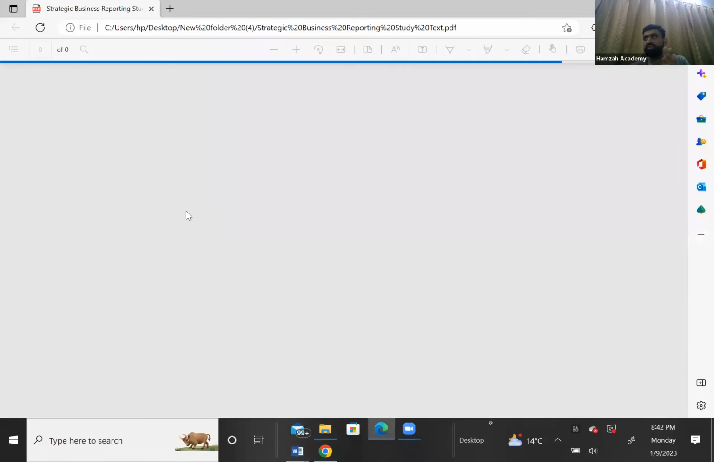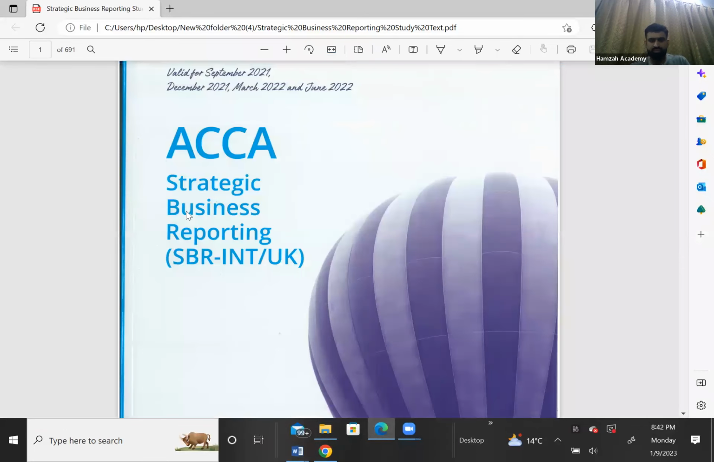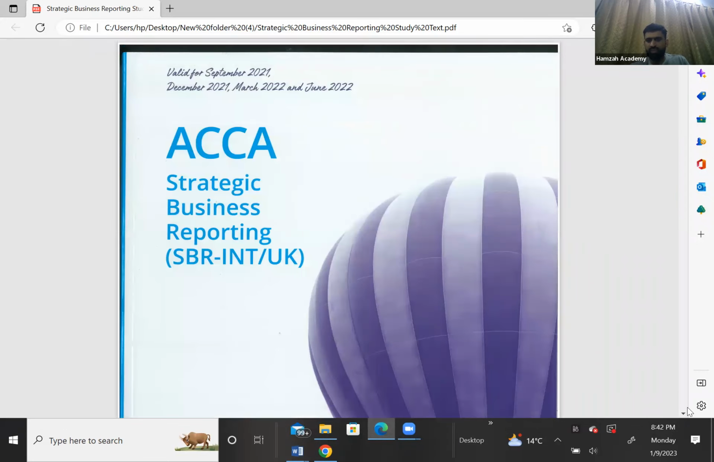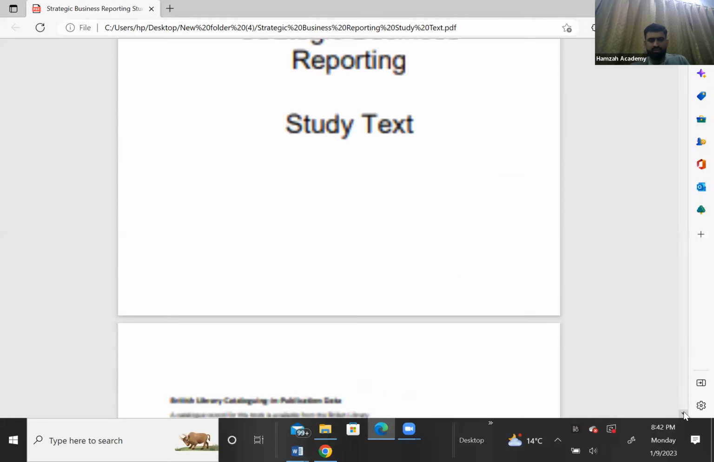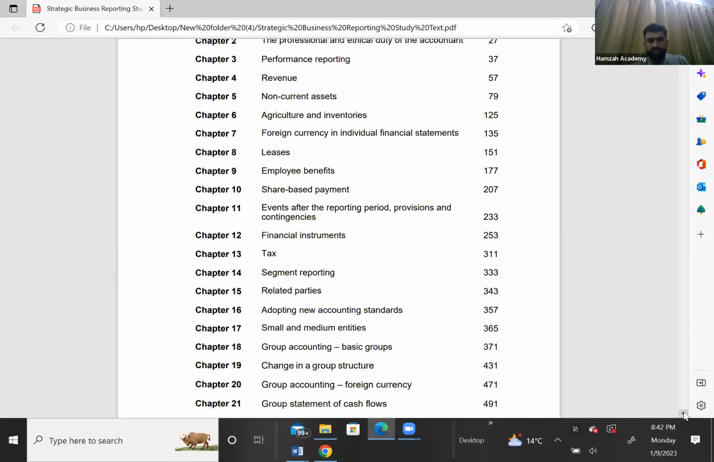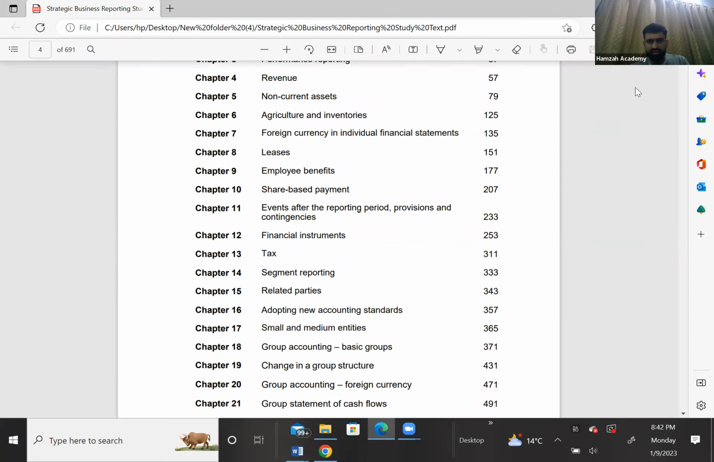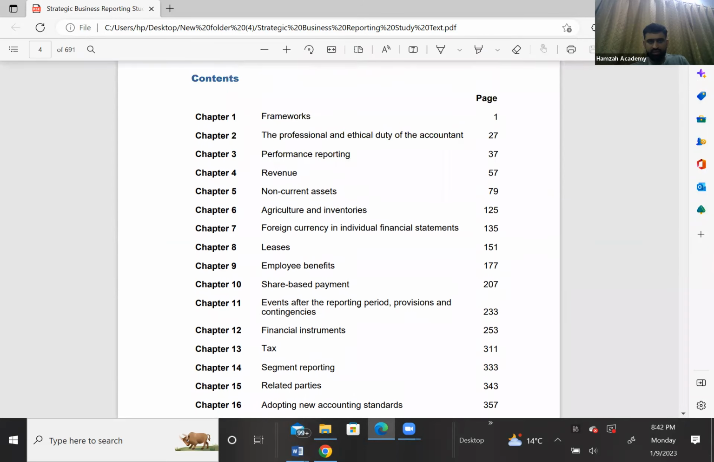Just let me give you a numeric example from the topic. When you get the notes, we are at the moment at chapter number 11, provisions, contingent liability and contingent asset, page number 233.